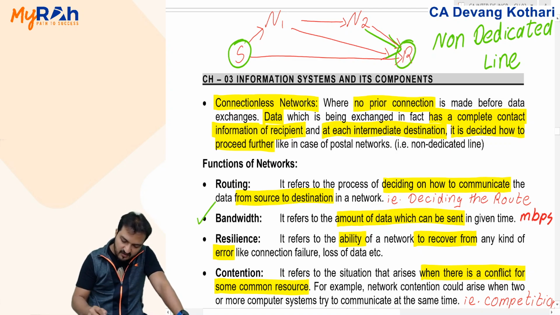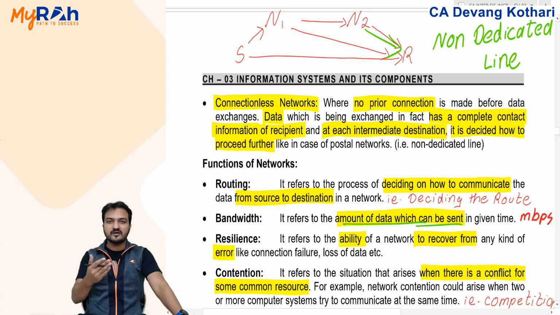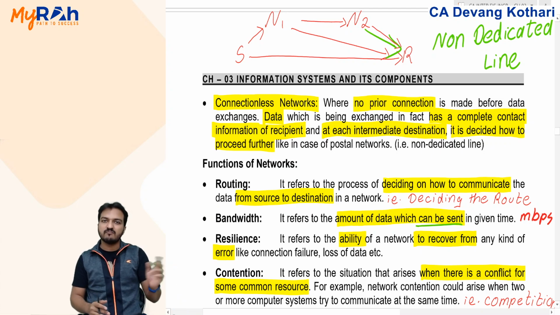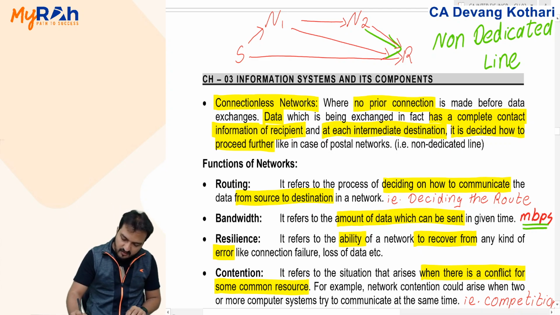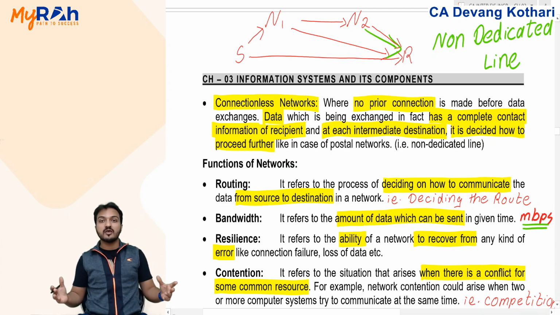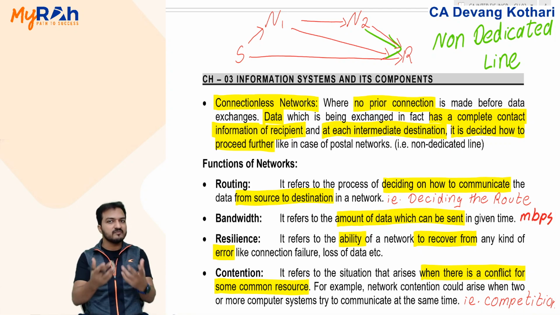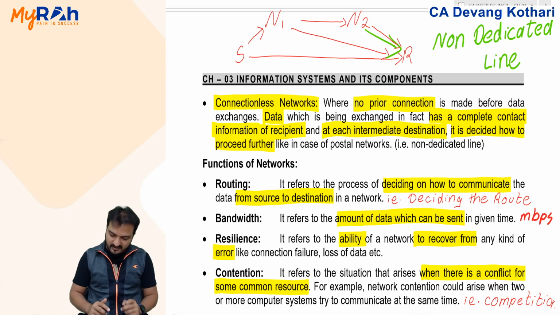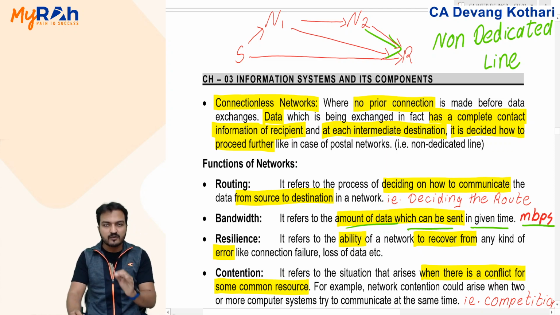Bandwidth is the amount of data that can be sent. Nowadays, your internet speed is measured in terms of Mbps, Gbps and so on. That basically indicates the bandwidth. A broadband connection gives you faster speed because more data can be sent in a given duration of time. So it is the amount of data that can be sent in a given time, Mbps, megabits per second.